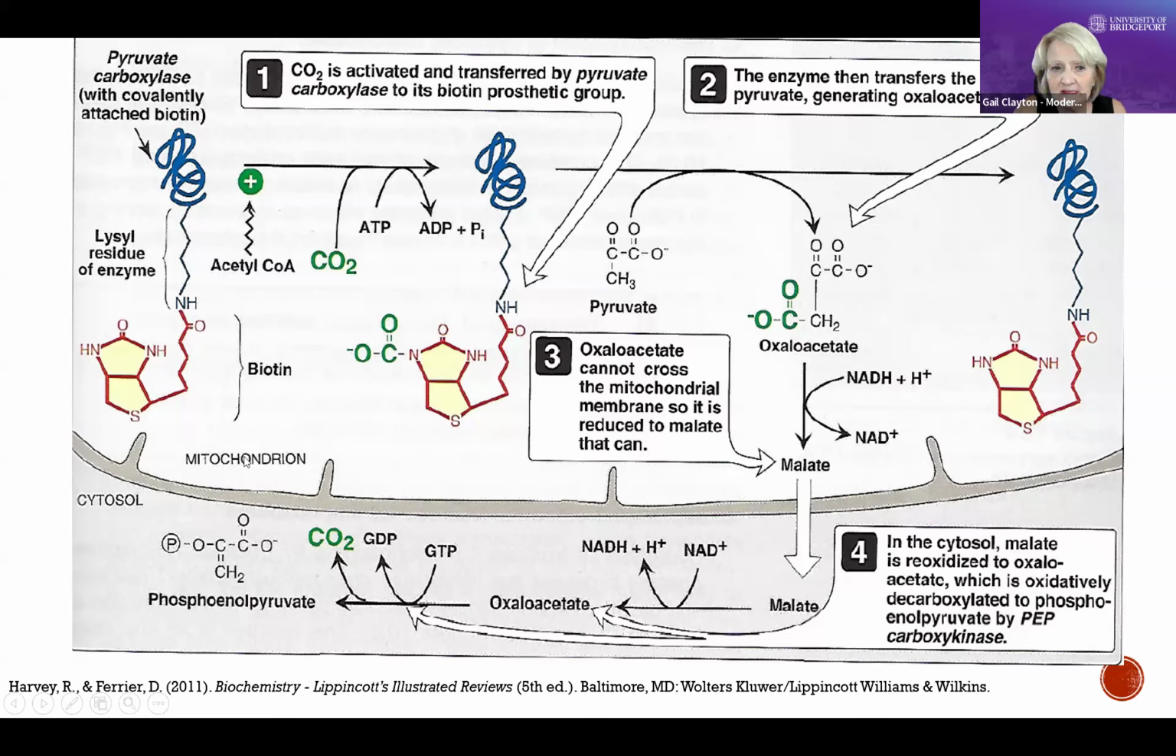Now this is all happening inside the mitochondria. Right here, you see this diagram. This is the mitochondria, and the gray part on the bottom is the cytosol. Now we have to get this out of the mitochondria, but a lot of things inside the mitochondria are restricted. They're not allowed to flow freely in and out. Oxaloacetate is one of those things that cannot freely come out of the mitochondria. It cannot go in and it cannot come out.